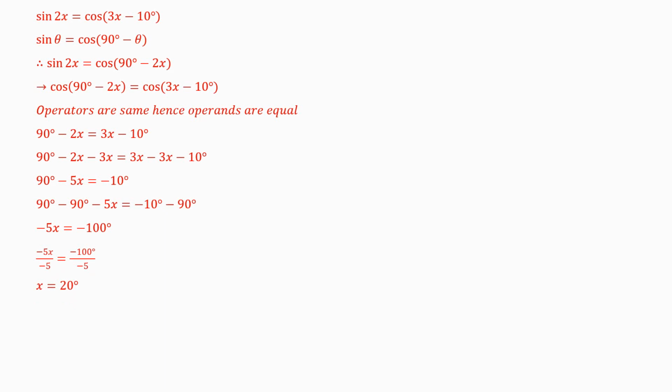We had been asked to find the value of tan x correct to 4 significant figures. So we have tan x is equal to tan 20 degrees since x is 20. And this you can evaluate using your calculator. You obtain 0.36397, and to 4 significant figures it becomes 0.3640.